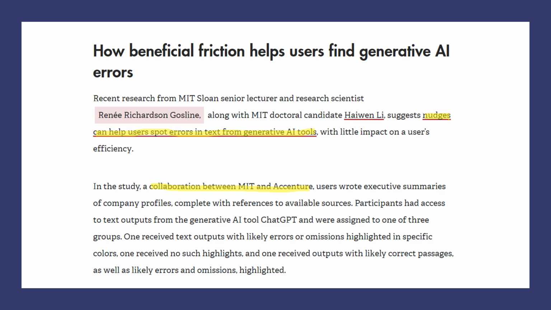Participants had access to text outputs from the generative AI tool ChatGPT and were assigned to one of three groups. One received text outputs with likely errors or omissions highlighted in specific colors. One received no such highlights, and one received outputs with likely correct passages as well as likely errors and omissions highlighted.